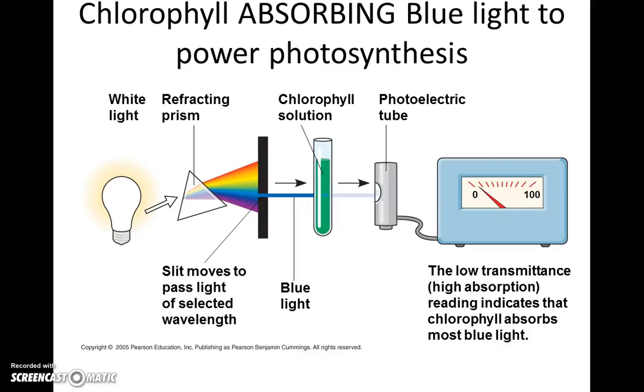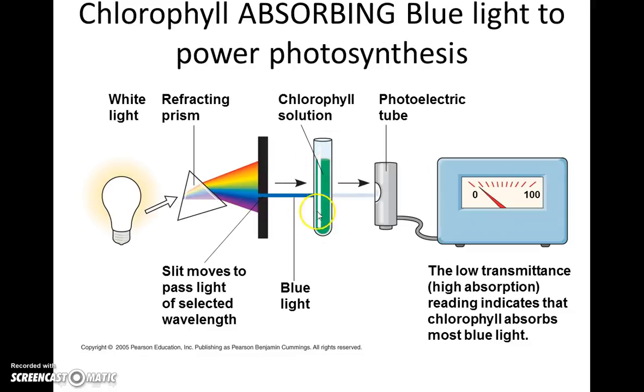You can actually do this in a lab setting where they can use this prism that separates all the wavelengths, and then you can use a device with a slit in it where you can focus in on certain wavelengths. So in this experiment, they are focusing in on the blue, so they're letting through the blue wavelength of light.